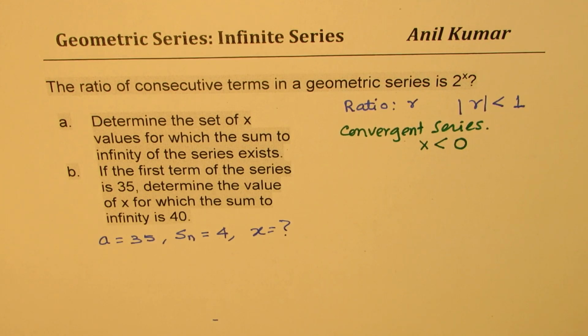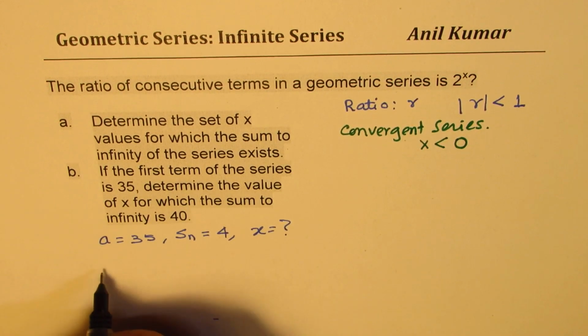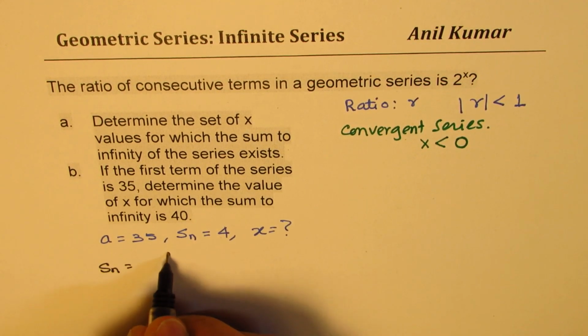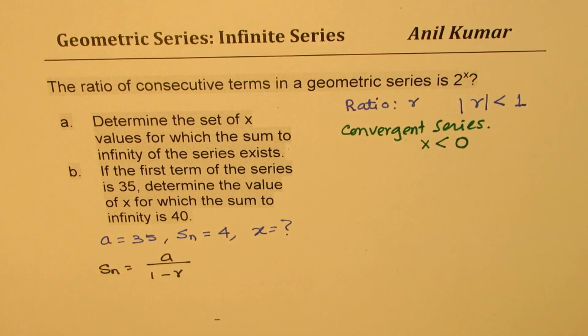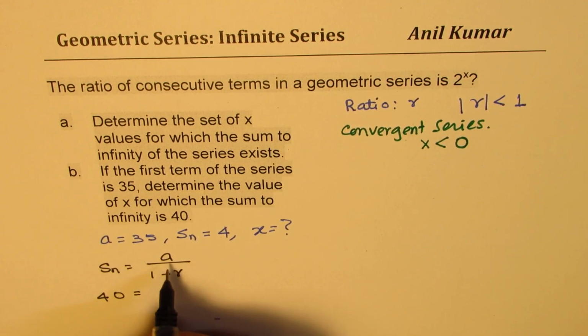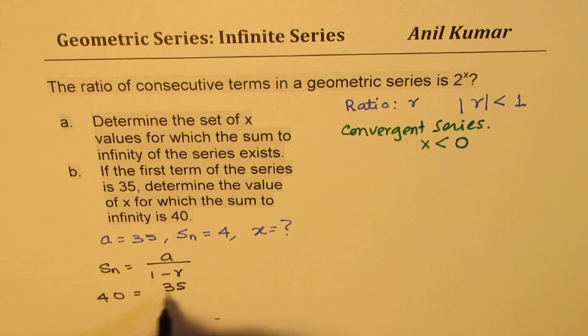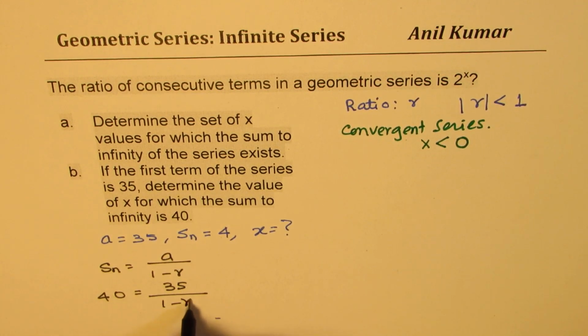Now in our case, we know that the formula for the sum of an infinite series is a over 1 minus r. We need to find the value of r. We are given a and the sum, right? So we are given the sum is 40 and a is 35. We need to find the value of r. So that is what the situation is, right? So I hope it is absolutely clear.